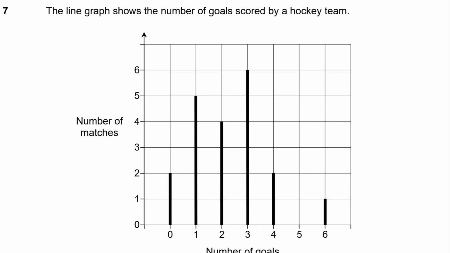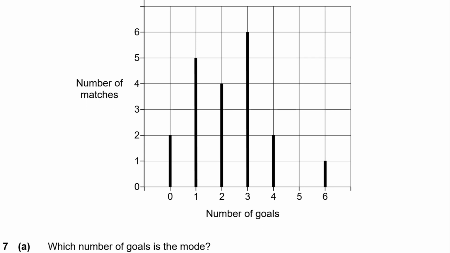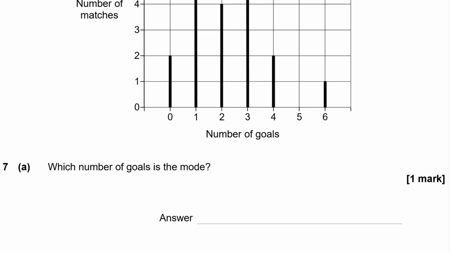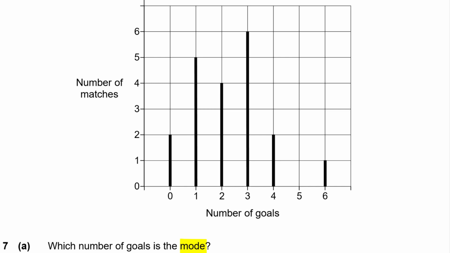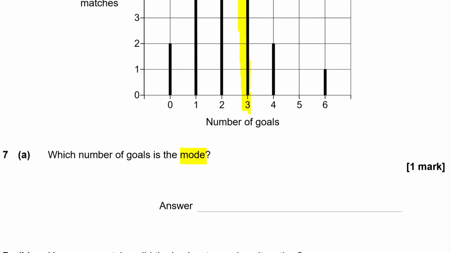Question 7. The line graph shows the number of goals scored by a hockey team. So we can see that we've got number of goals along the bottom of the axes there and number of matches up the side. First question says, which number of goals is the mode? Now, mode means most, doesn't it? Most often occurring. So in terms of this problem, it's going to be the tallest bar on the graph. So that's that one there, isn't it? That's the tallest bar. So the modal number of goals was 3 because it occurred most often. It occurred 6 times. So mode equals 3.